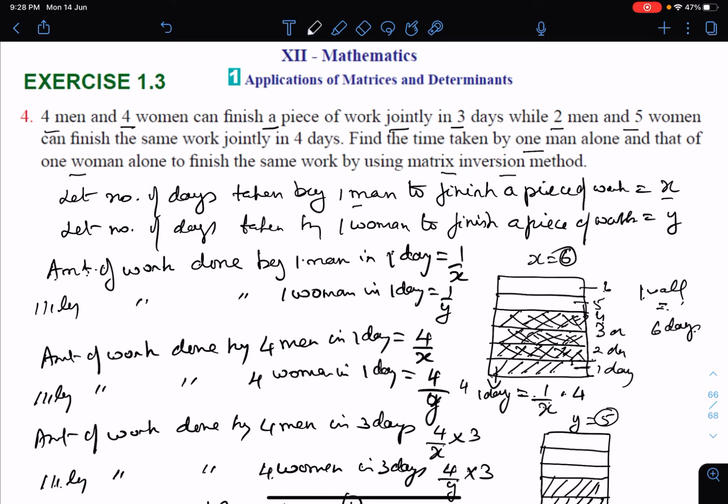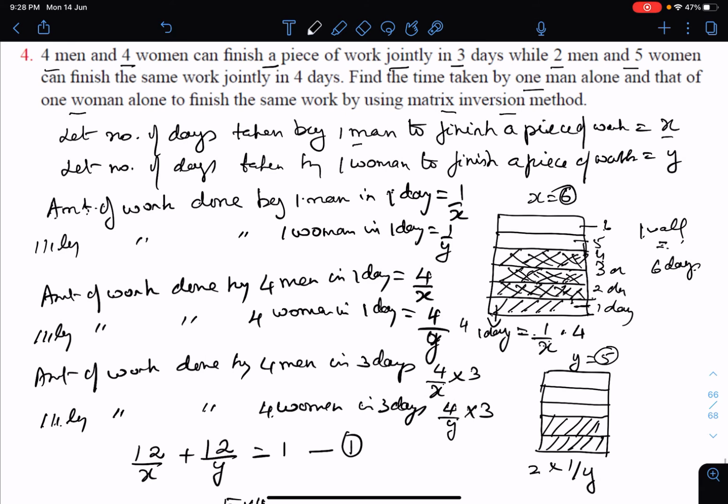Similarly for a woman, suppose a woman is building a wall in 5 days. You keep it as y. Then in one day it will be 1 by y. Suppose 2 women are joining, it will be 2 into 1 by y. So similarly the amount of work done by one woman in one day is going to be 1 by y. But in our problem they have given 4 men and 4 women.